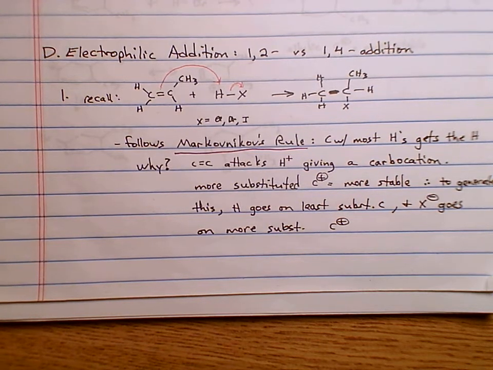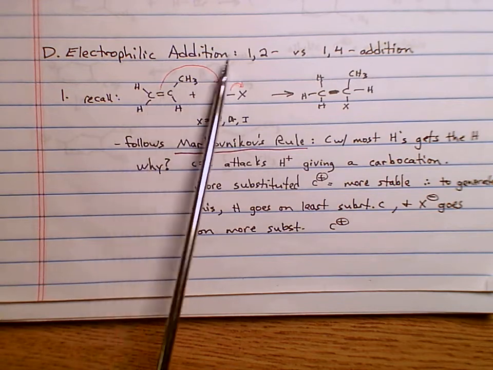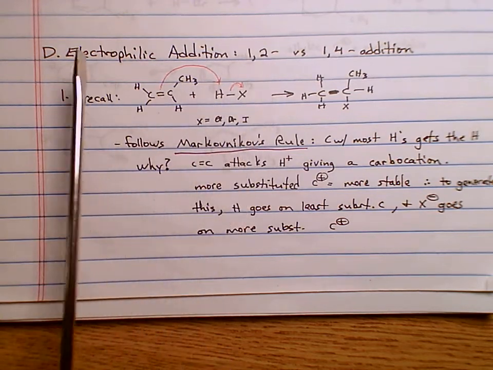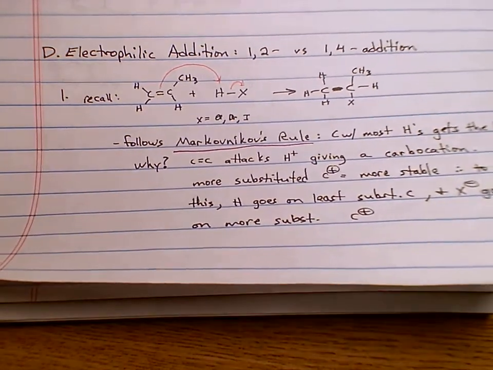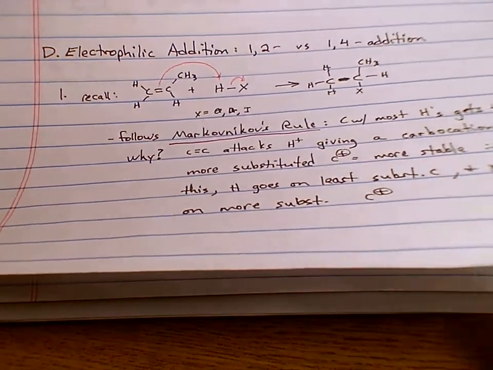All right, continuing on with conjugated dienes, let's look at the electrophilic addition to 1,3 dienes. We're going to look at 1,2 versus 1,4 addition. We'll start with a little reminder about organic 1.